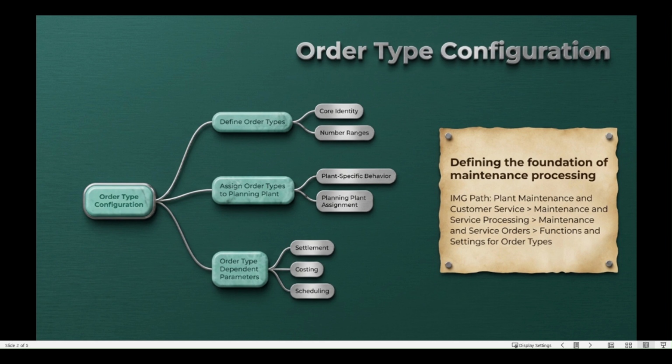Then the number ranges. Like other objects, equipment, notifications, task list, maintenance plan, maintenance item, you have to define the number ranges. The number ranges are critical because they put the unique numbers on the orders. How are you going to tell that this is my order number? Through the number ranges, and they should always be unique. There should be no duplication. That is by SAP standard only; we just need to define the number ranges.